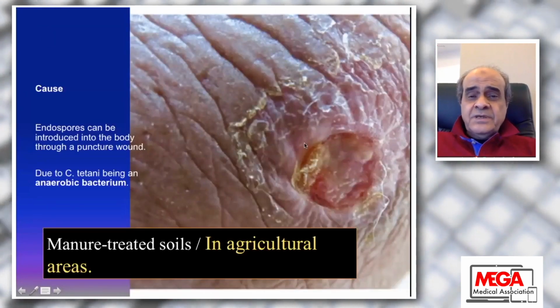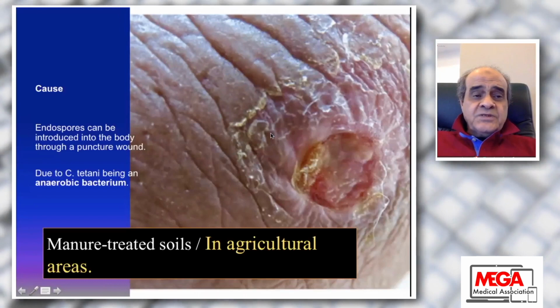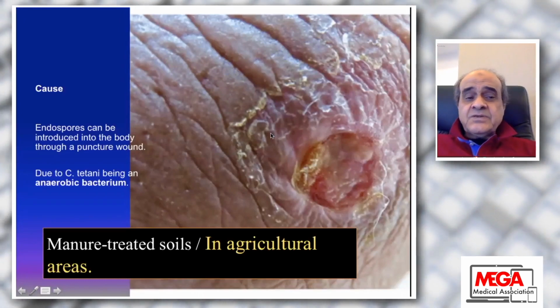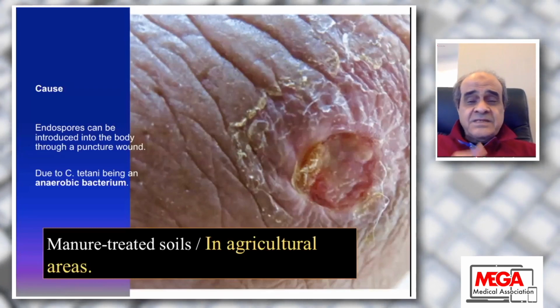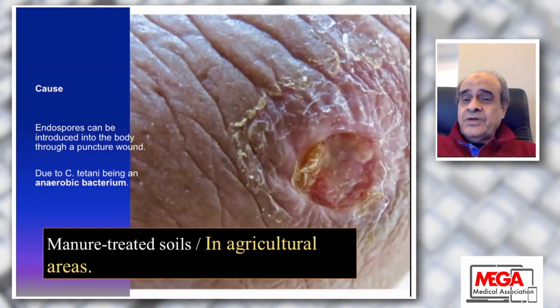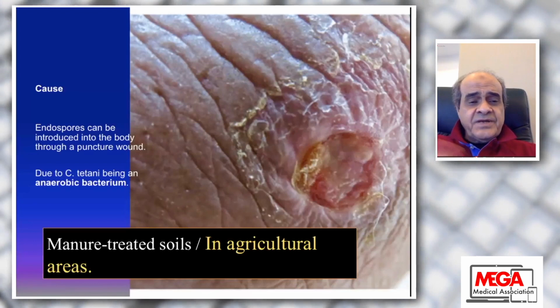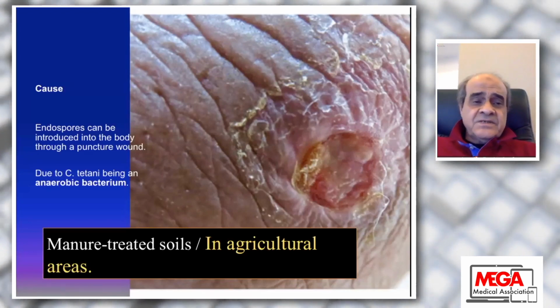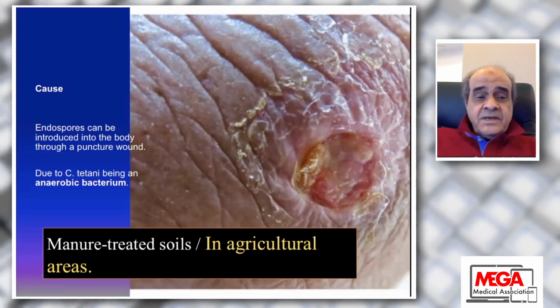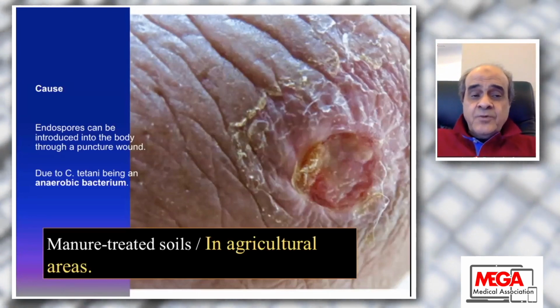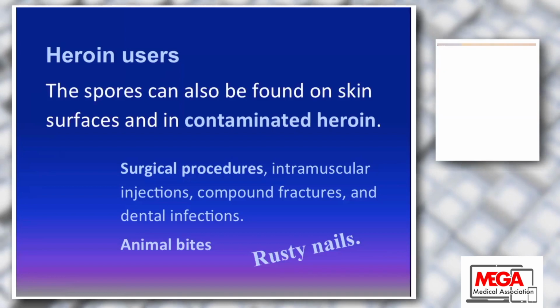This wound here, endospores can be introduced into the body through a puncture wound, especially from rusty nails, and in anaerobic areas, urine areas, agricultural areas, and wet areas. All these harbor the anaerobic bacterium Clostridium tetani, which causes tetanus.